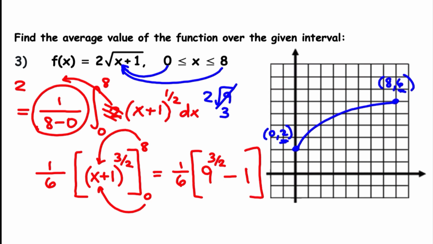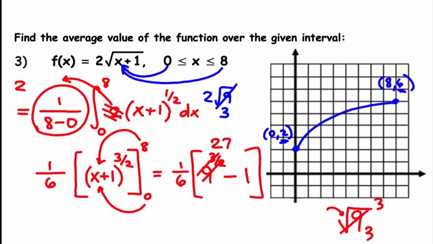All right, what's 9 to the 3/2? Well, it's 9 to the 3/2. That's a square root in there. Well, square root of 9 is 3. 3 to the 3rd is 27, so this is a 27. 27 minus 1 is 26.